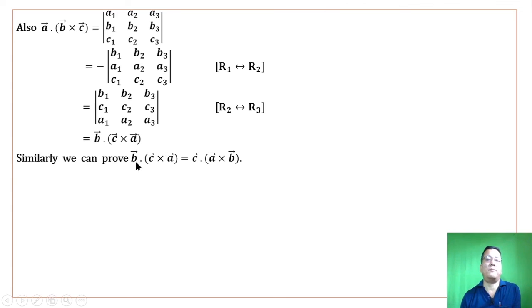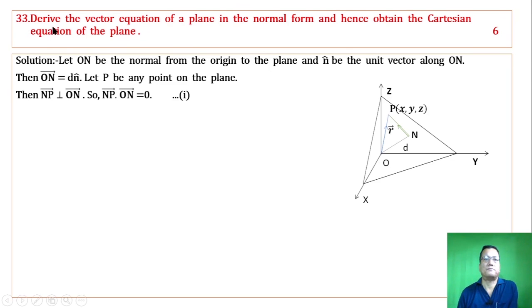Similarly, we can prove that b dot c cross a equals c dot a cross b. Hence, a dot b cross c equals b dot c cross a equals c dot a cross b. Hence proved.